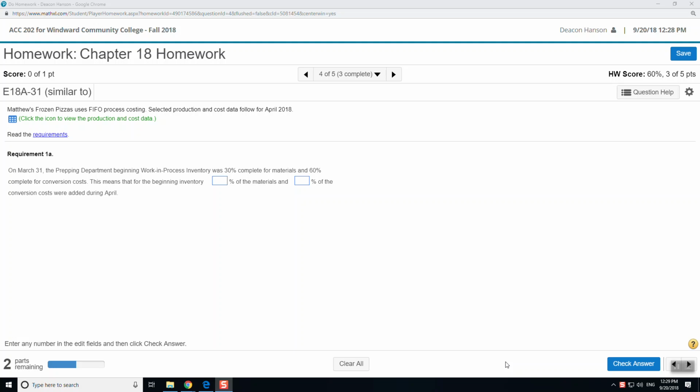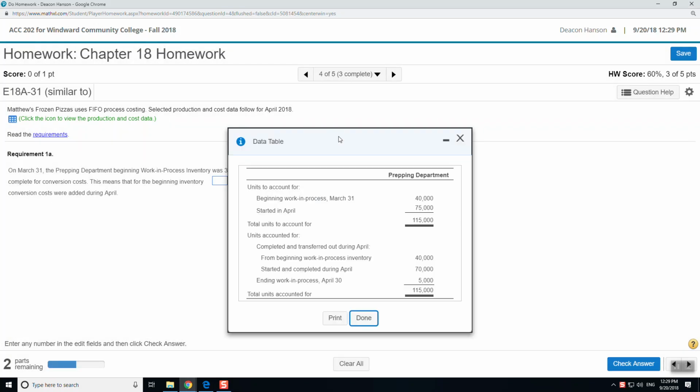E18A-31, and this one's going to involve using percentages in more than one place, right? And then chime in if I'm headed the wrong way. Okay, because I'm going to try to do it pretty quick. Okay. So Matthews Frozen Pizzas uses FIFO process costing, and they give us the data for April.